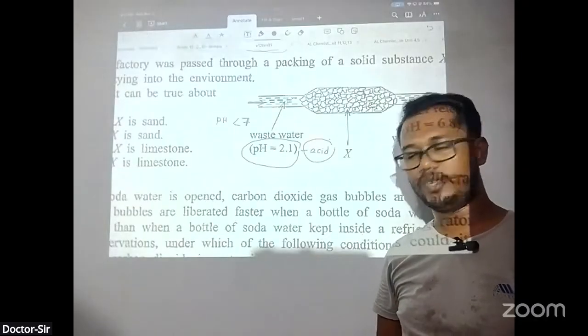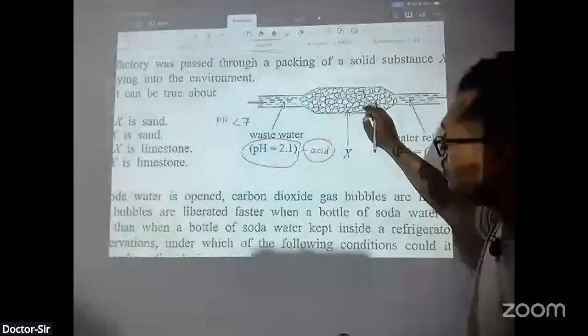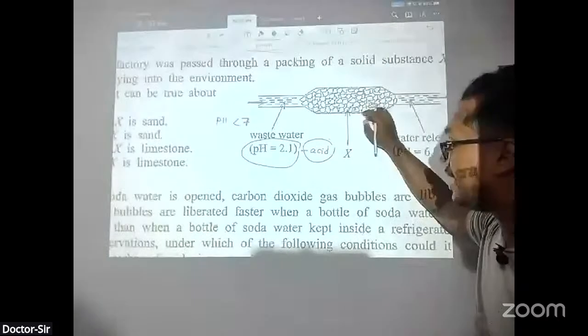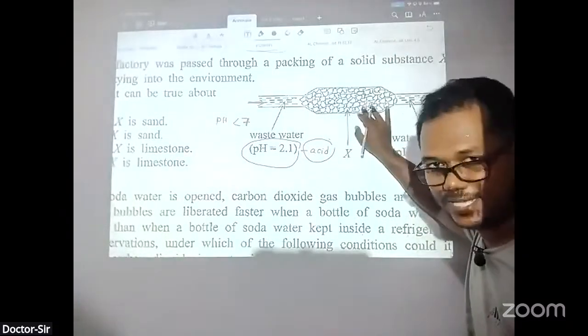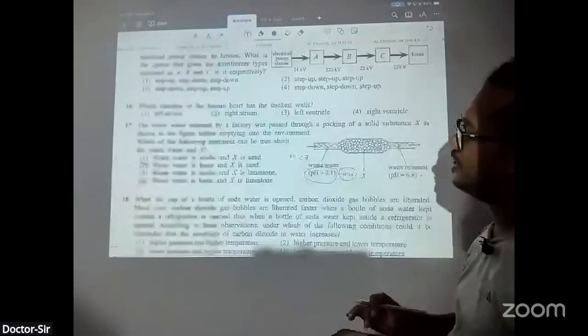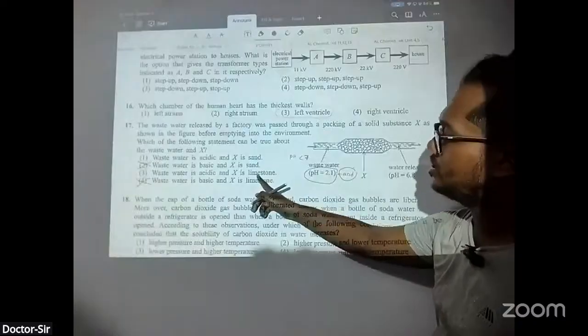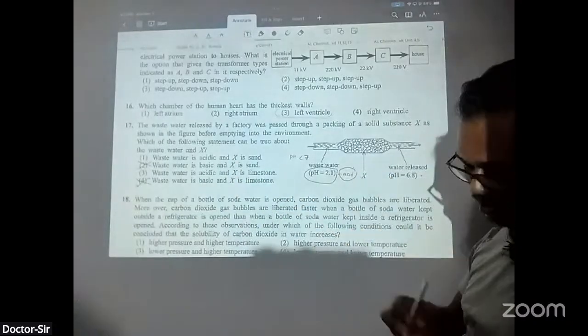Yes, very good. This is limestone. Why? Limestone has a property. It can absorb the acidic one and it can neutralize here. Okay, it can neutralize here. So this is going to be what? Answer 3. Wastewater is acidic and X is limestone.